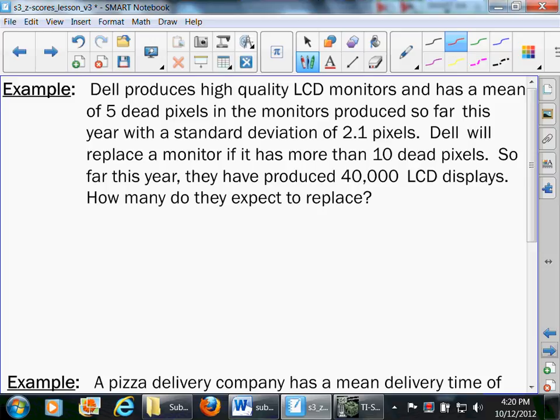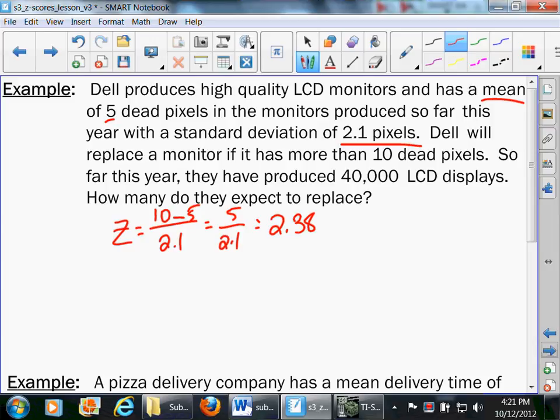So here's the deal. We want to find the probability that there's greater than 10 dead pixels. But first we need to find the z-score for it. So the z-score for 10 is going to be 10 minus the mean. What's the mean? Well, the mean is 5. All divided by the standard deviation, which is 2.1 pixels. So we get 5 divided by 2.1, which is going to give us 2.38. Gives us a z-score of 2.38.